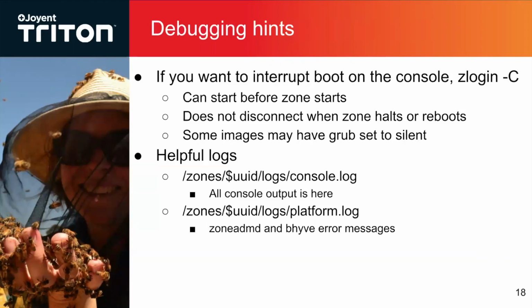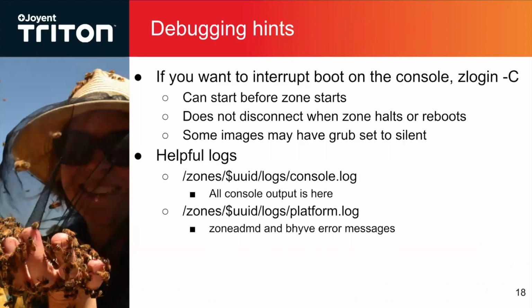There are some helpful logs as well under the zone path /logs. There's console.log. Anything that is printed on the console is recorded in there. It's a JSON log, not Bunyan. Should probably convert that over to Bunyan, but it is time-stamped and parsable as much as you can parse console output.